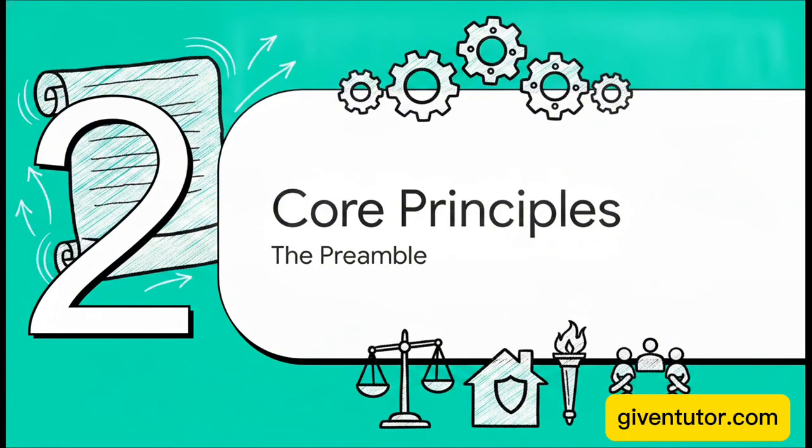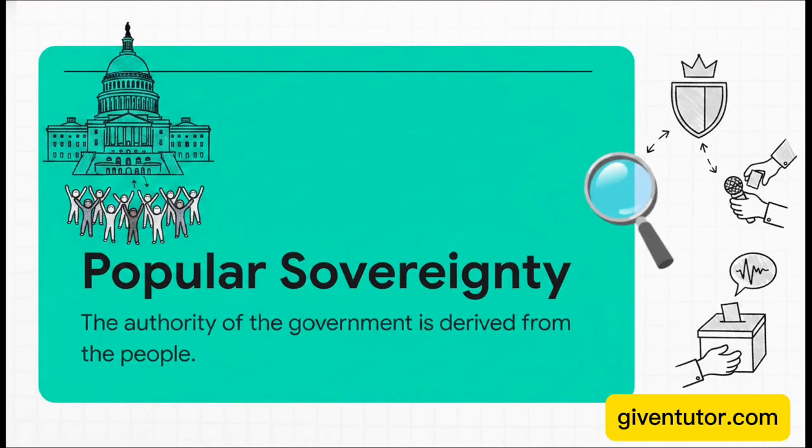Moving right along to Section 2, Core Principles. We're starting at the very beginning with the Preamble, which really just sets the fundamental goals of the whole government. You see, the Constitution doesn't just list a bunch of dry rules. It actually starts with a profound purpose. That intro, the Preamble, outlines what the government is actually trying to achieve.